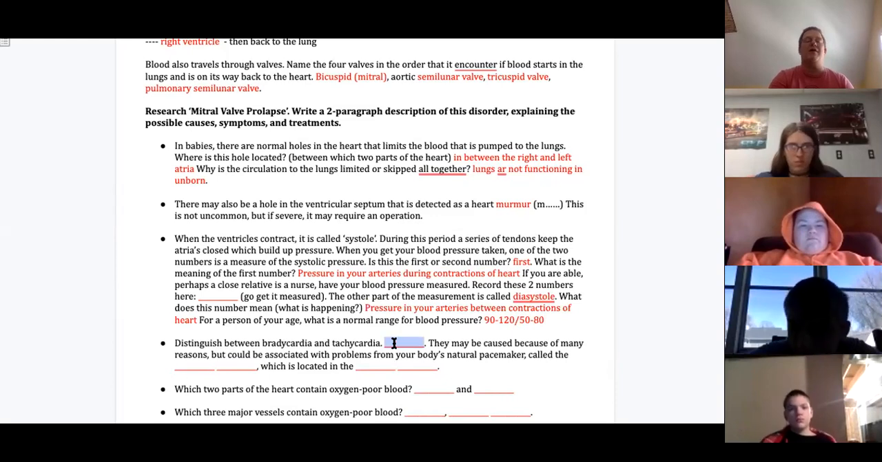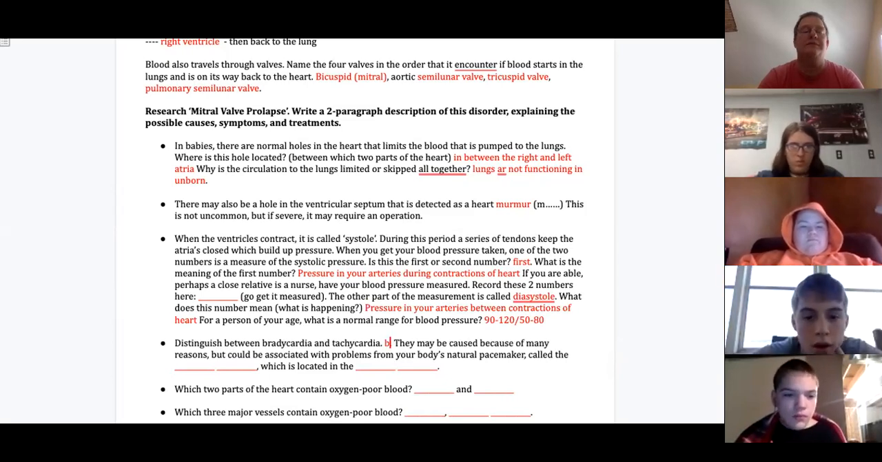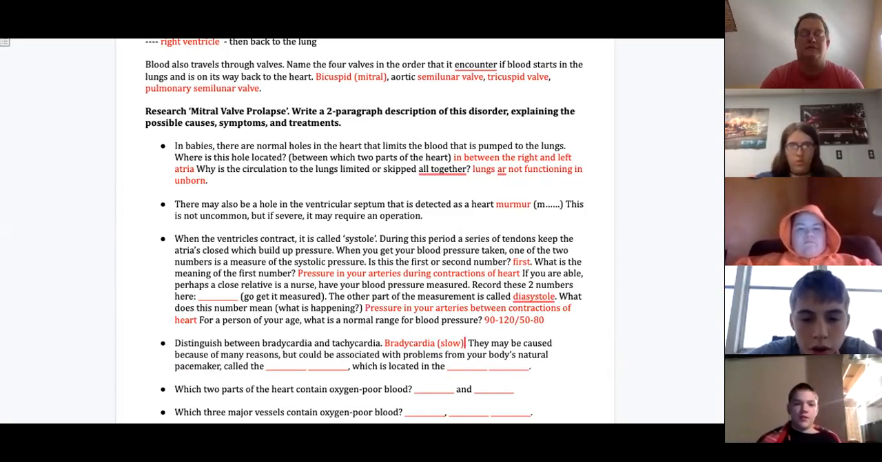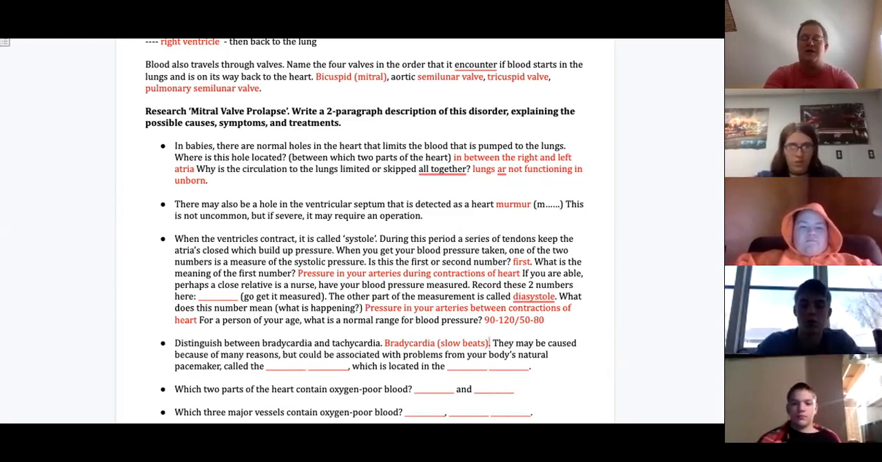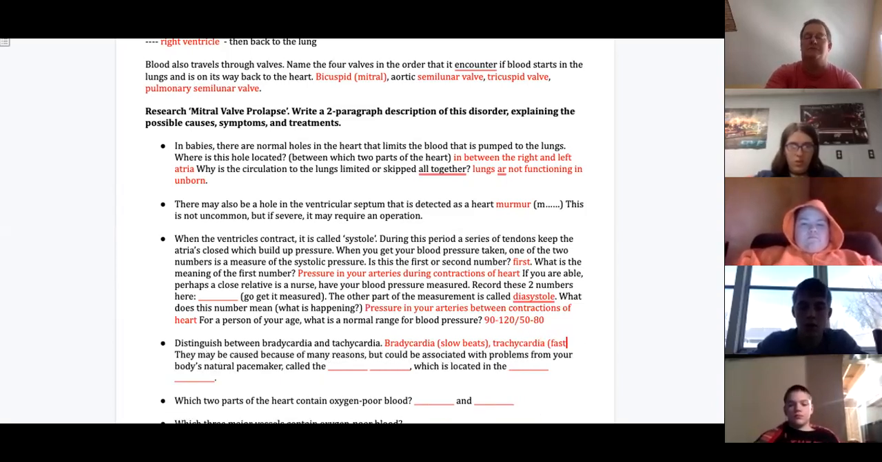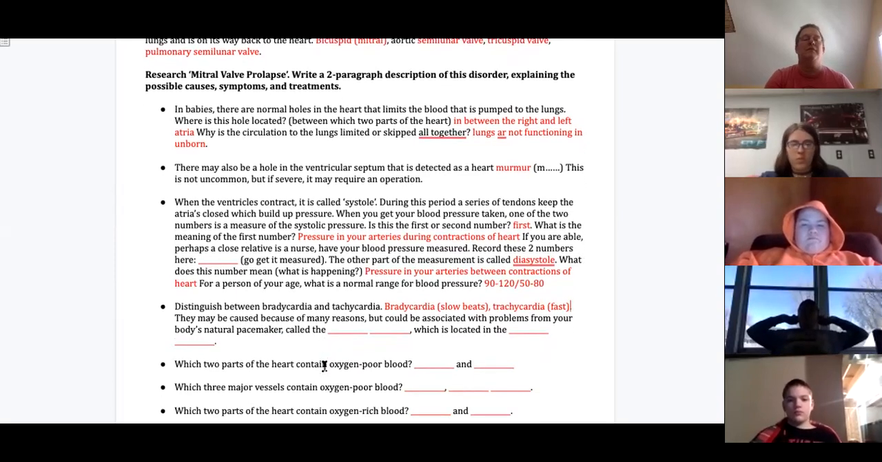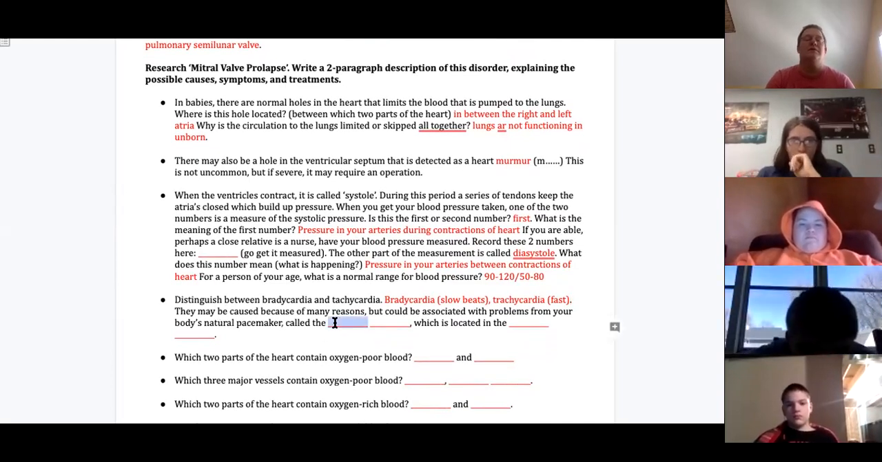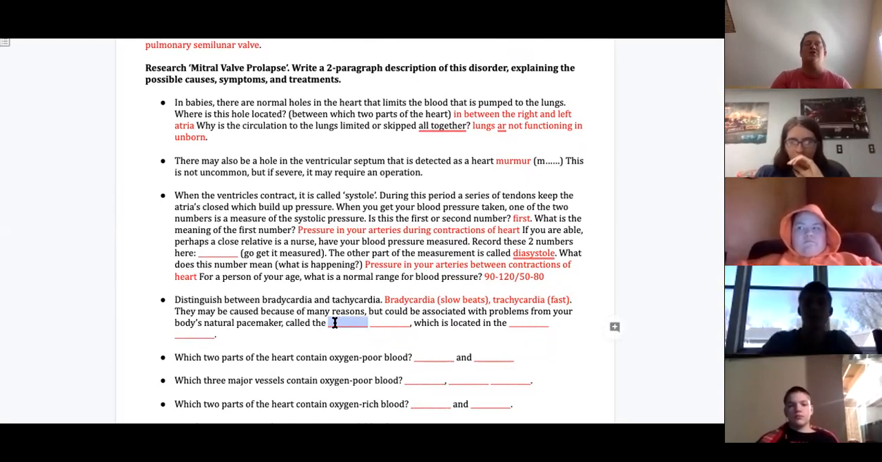Distinguish between bradycardia and tachycardia. What is the difference? Bradycardia is if your heart is below 60 beats per minute. But if it's over 100, it's tachycardia. So bradycardia is slow beats, and tachycardia is like a tachometer in your car, a pretty fast heartbeat. It may be because of many reasons: stress, exercise, who knows.